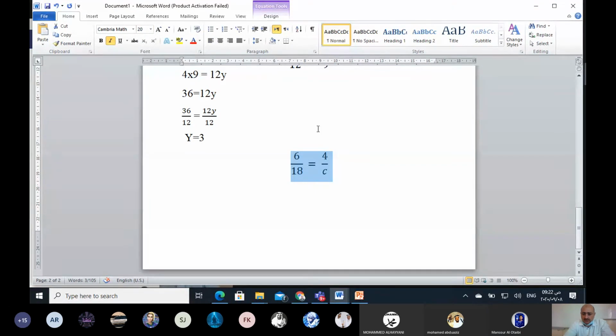Now we have this problem. I want all of you to check. Tell me what is the value of C. What is the value of C? Mister, 12. Thank you, Milad. It's 12. Mister Milad is correct. Excellent for all.